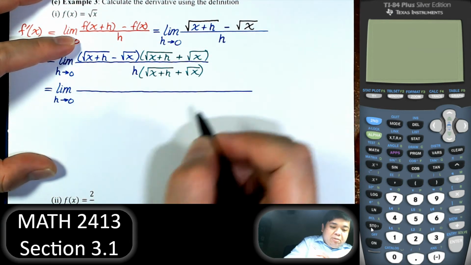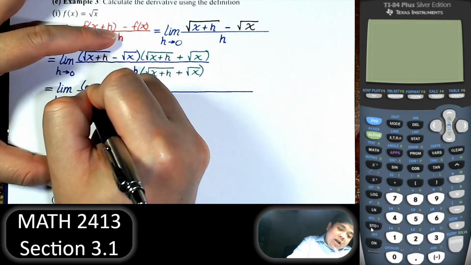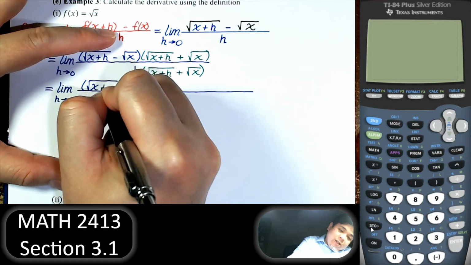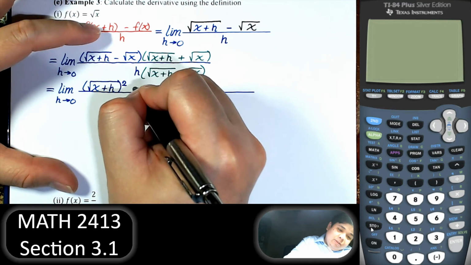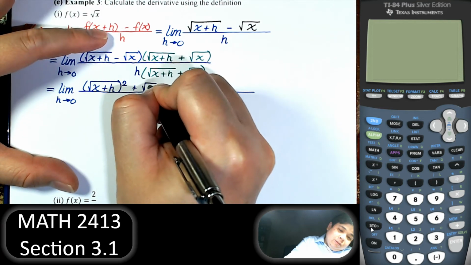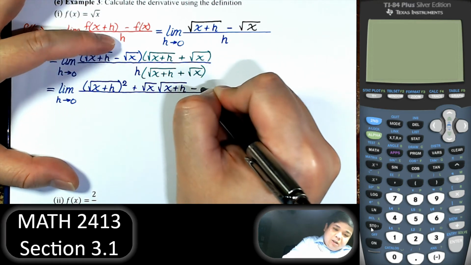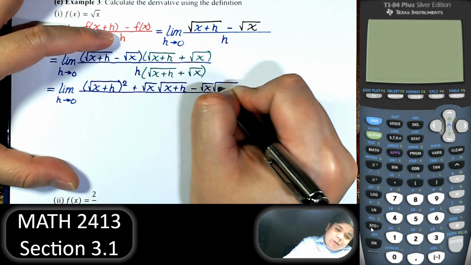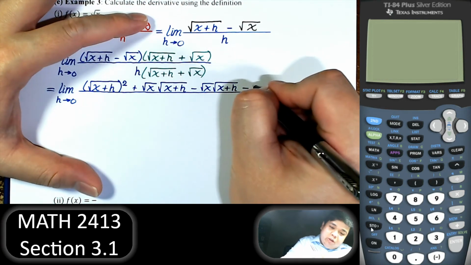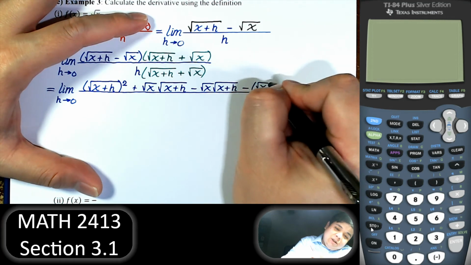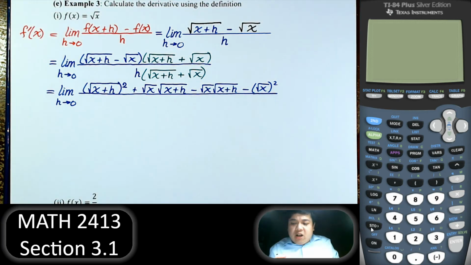I'll multiply the top: first, square root of x plus h times square root of x plus h, multiplied by itself, is the square. And then that times square root of x. And minus square root of x times square root of x plus h. And minus square root of x times square root of x, multiplied by itself, is the square. So that multiplies the top.